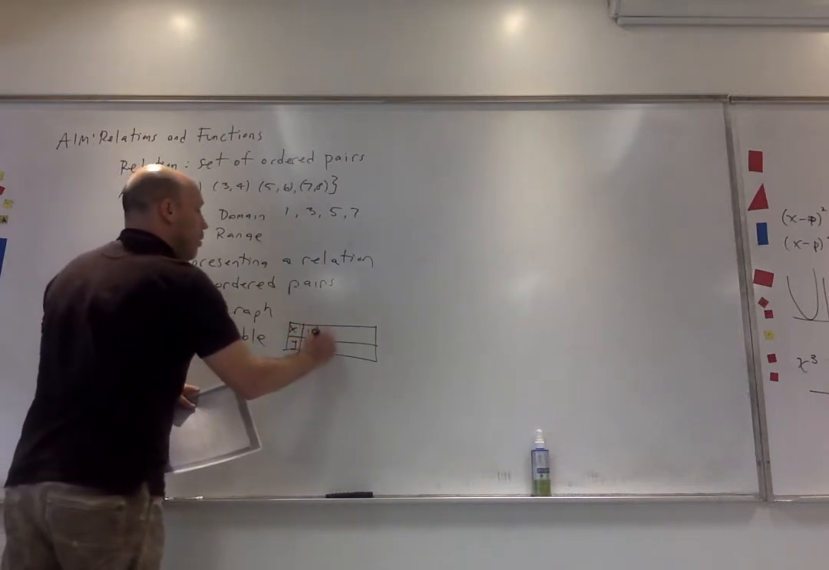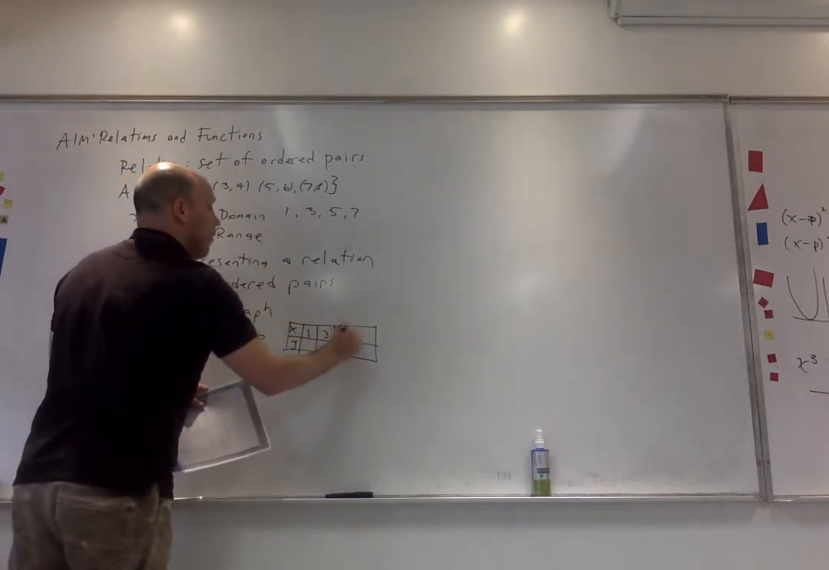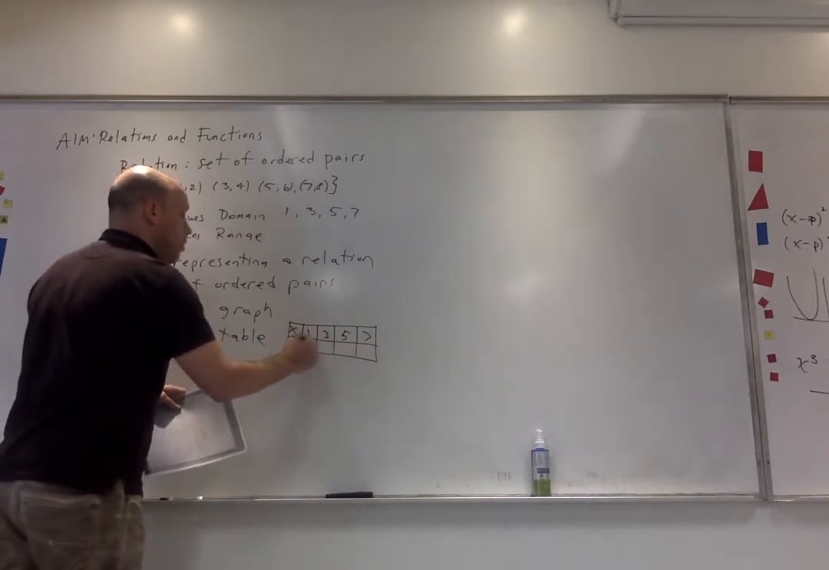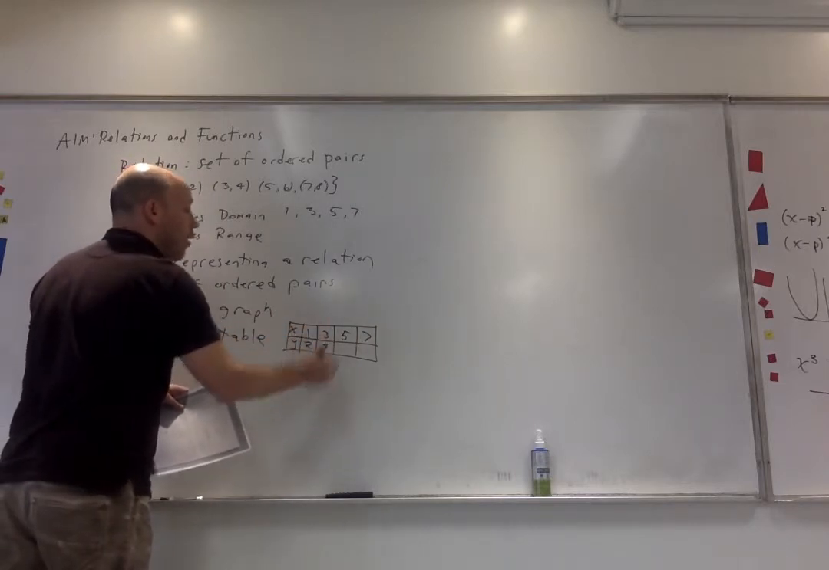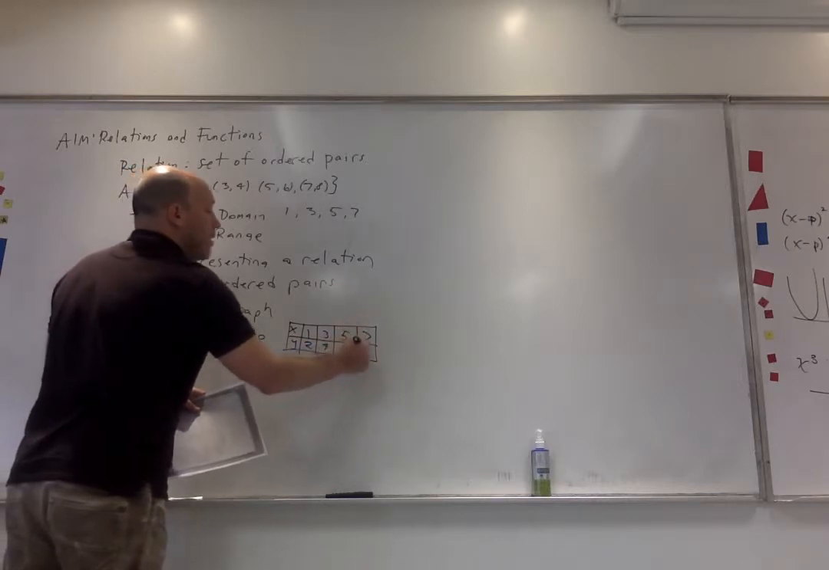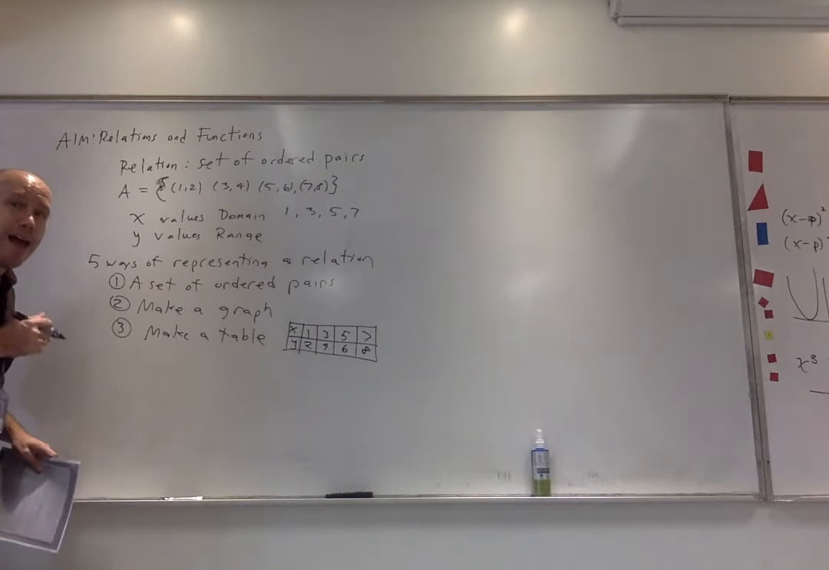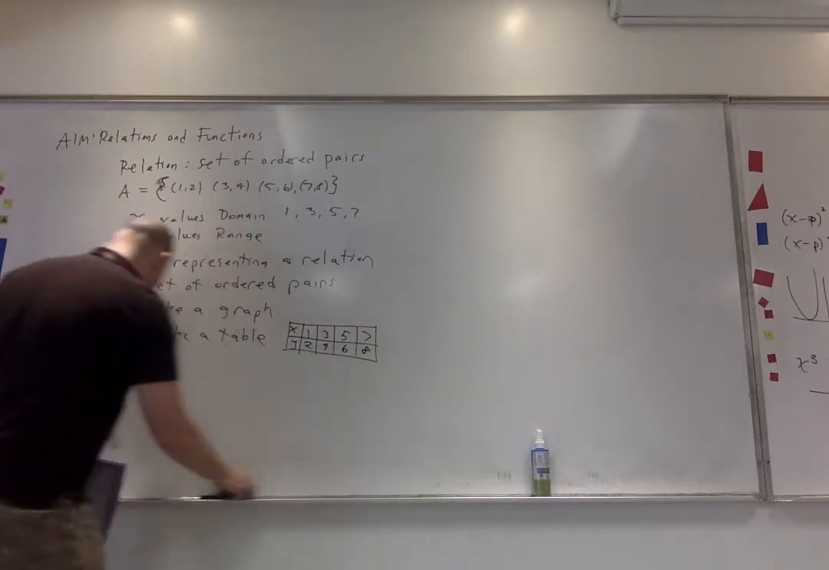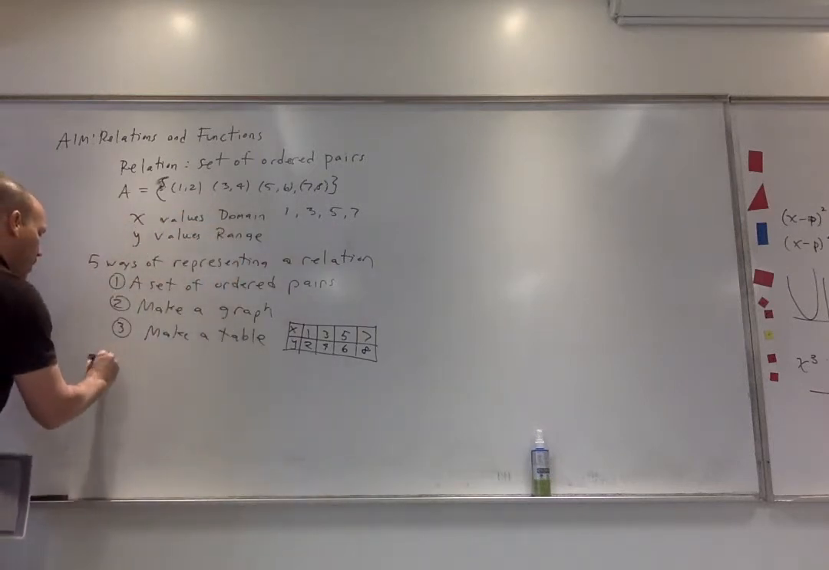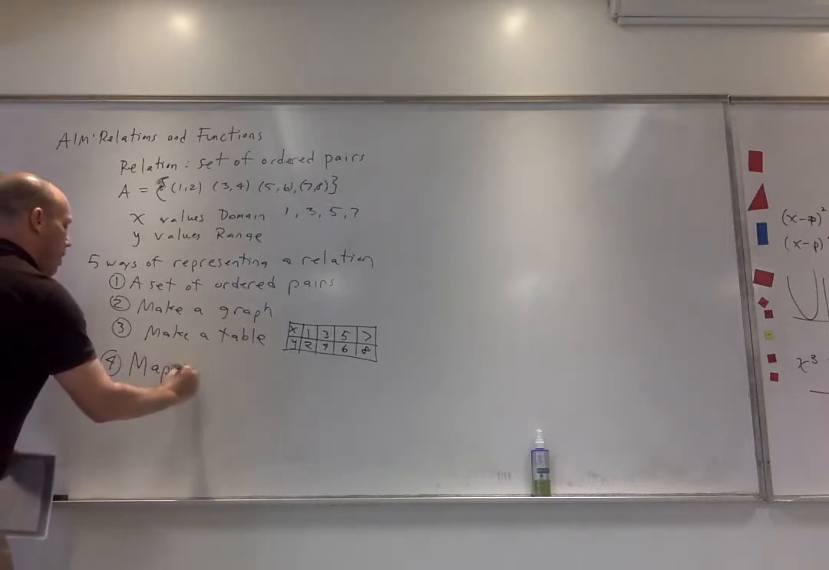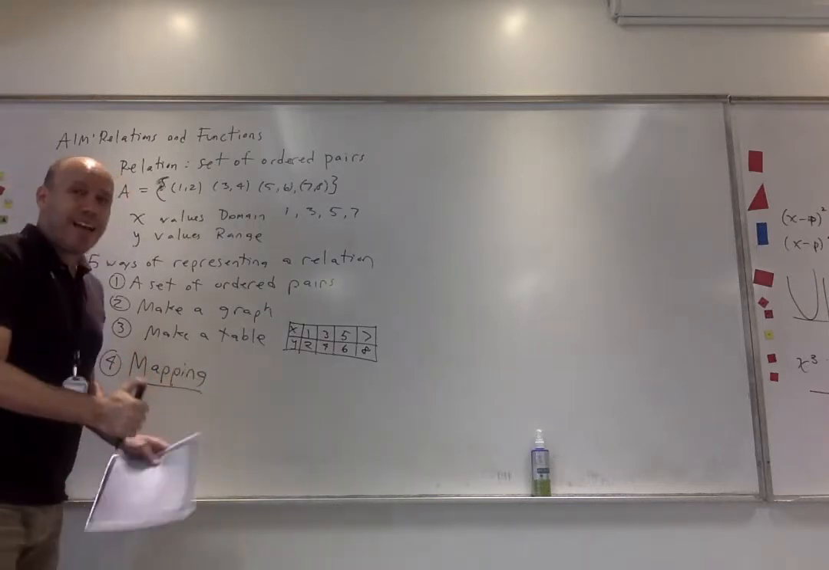1, 3, 5, 7. 1 corresponds to 2. 3 corresponds to 4. 5 goes to 6. And 7 goes to 8. The fourth way is something that I love. It's called mapping. And I like this. It's like a visual.